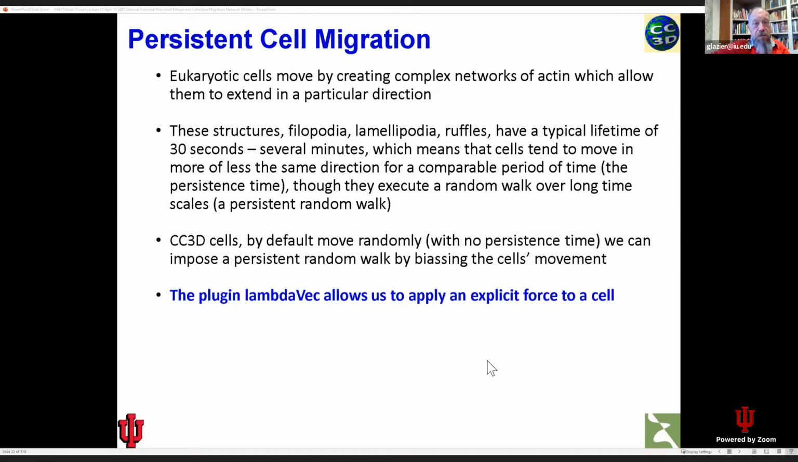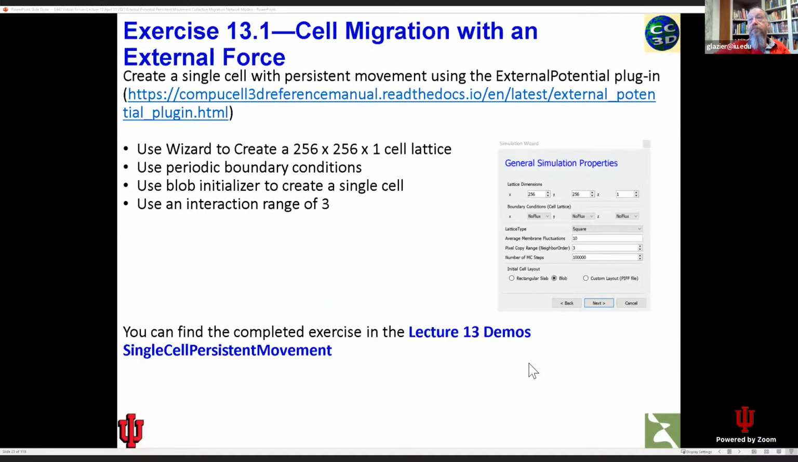And Computational has a plugin with the not very edifying name of LambdaVec, which allows us to apply an external force to the cell. And we can use that force to then generate persistent movement. And that's what we'll do in class now.